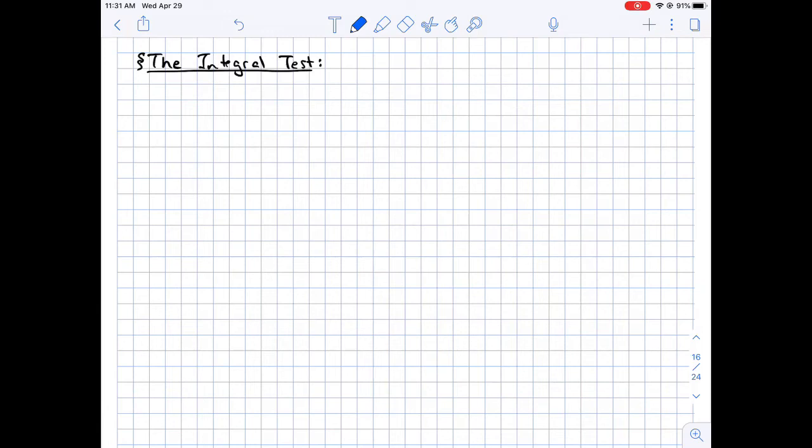In this video, we're going to be taking a look at the integral test, and we'll be stating the integral test, the actual statement, in a moment. But first off, we're going to look at a little bit of intuition about why the integral test works, how it works, and we're going to be looking at it for a convergent series.